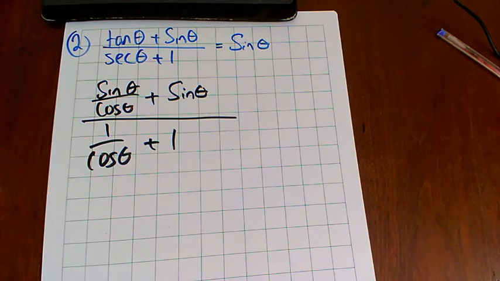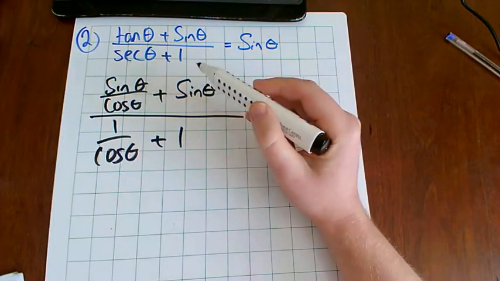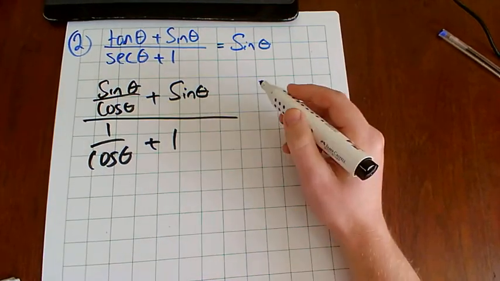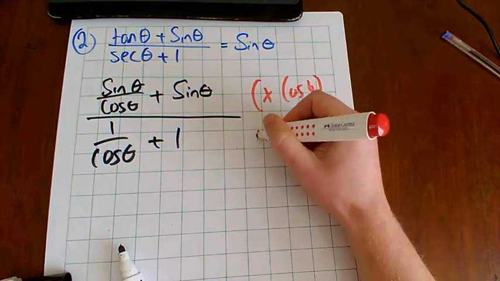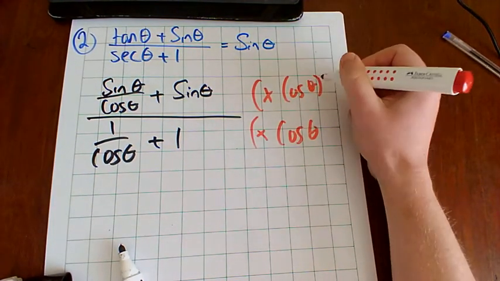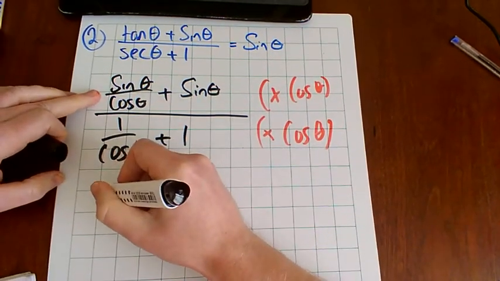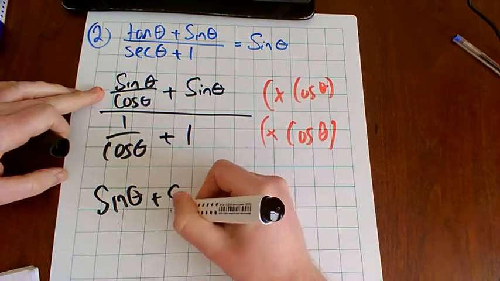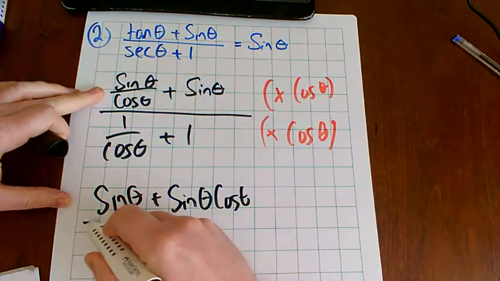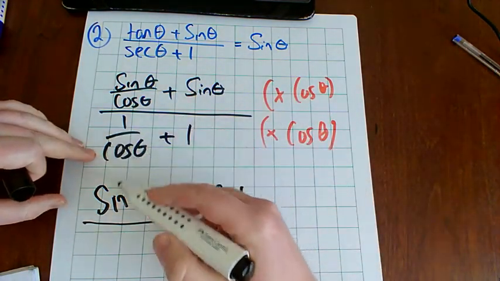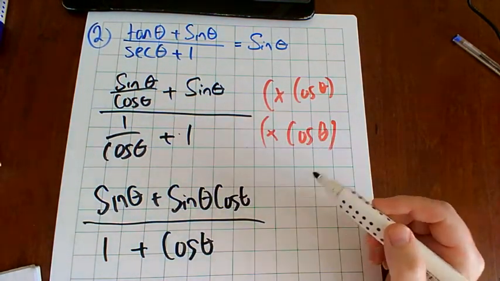Now you can see, again, rules of fractions. Cos theta on the bottom. So if I multiply this term by cos theta, this term by cos theta, just to get rid of the fractions within the fraction, I'm going to multiply everything by cos theta. Everything by cos theta. So this multiplied by cos theta would cancel out, so you're just left with sine theta. This multiplied by cos theta is sine theta cos theta. So these two, that's the top. The bottom, cos theta times 1 over cos theta is just going to be 1, and then plus cos theta, because 1 times cos theta is cos theta.